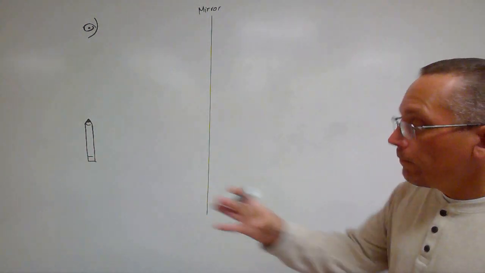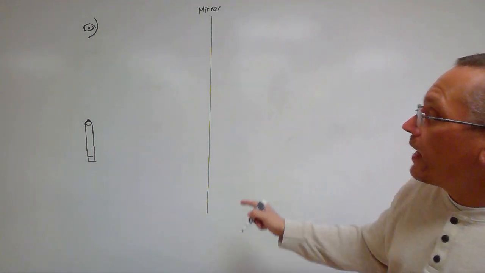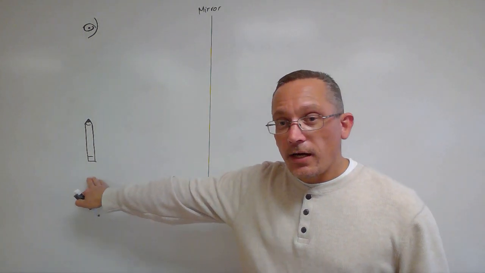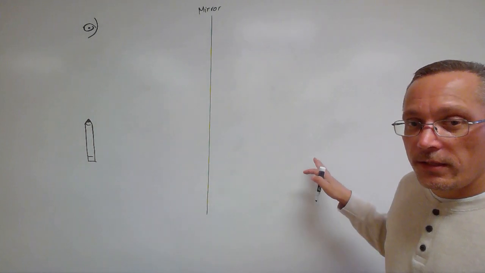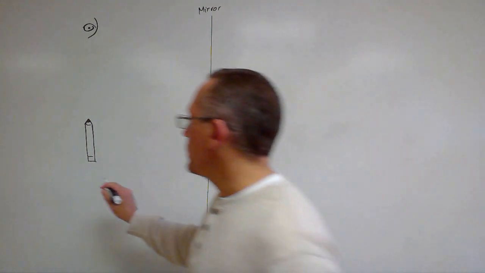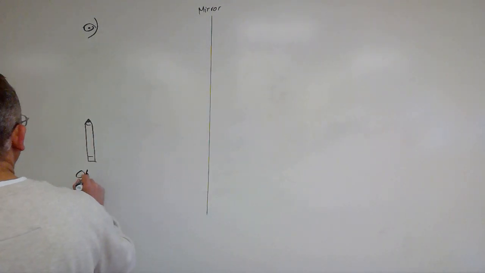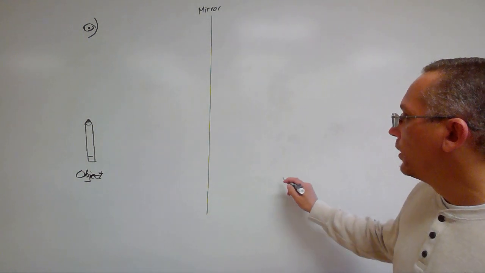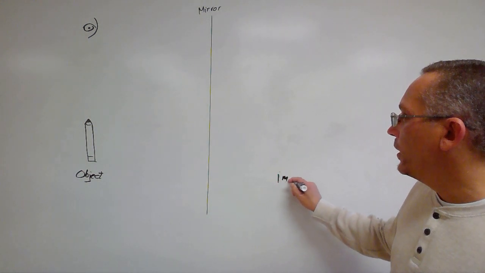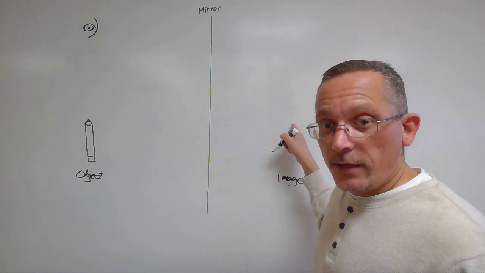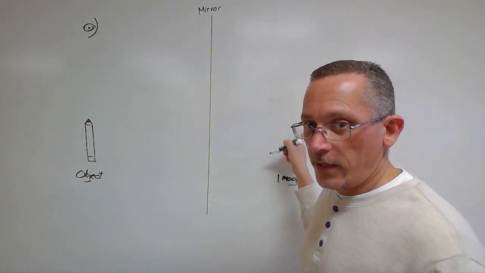Okay. Now, when we draw a ray diagram for a flat mirror, usually what we like to do first is we'll take our object and we'll draw it the same distance on the other side of the mirror. Now, this won't be the object. This is the object. Over here, we're going to draw the image. Okay, and we like to do the same distance on the other side of the mirror.